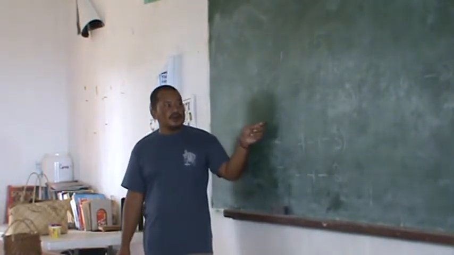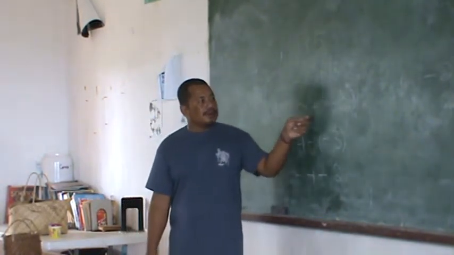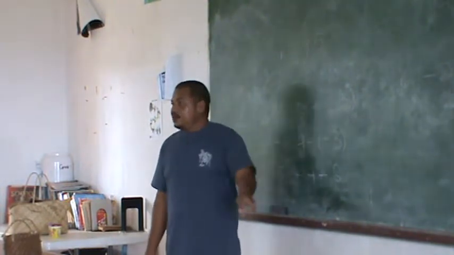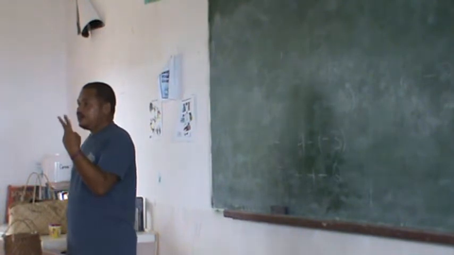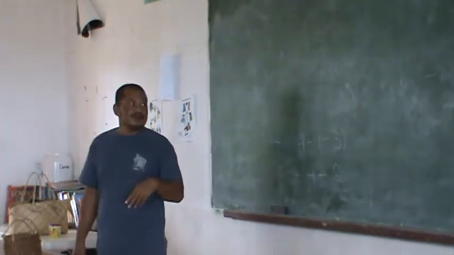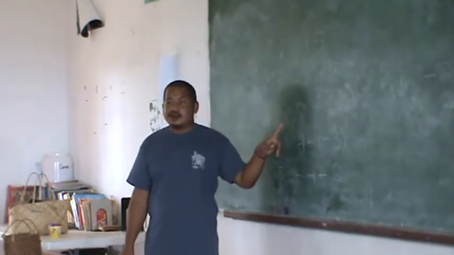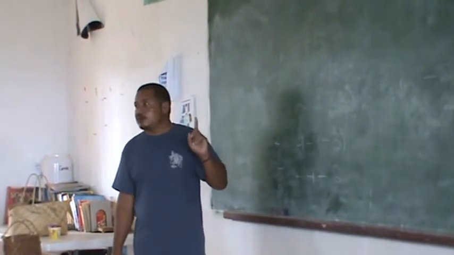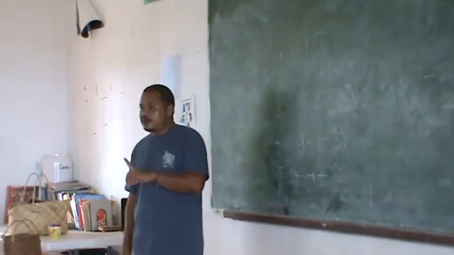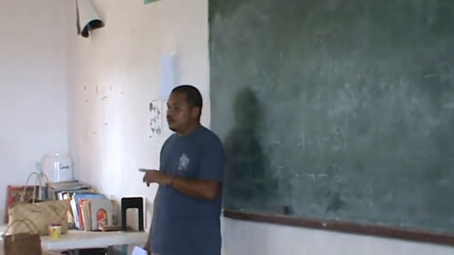Okay, let's go to 3. 2 plus negative 5. Still plus, but 2 different sign integers. So what do we do? You subtract. Very good. And then you get what? 3. Which sign are you going to use? Negative. So the answer is negative 3.